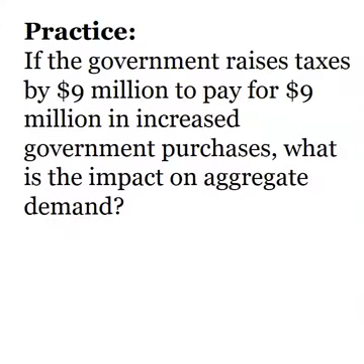So if the government raises taxes by $9 million to pay for a $9 million increase in government purchases, what is the impact on aggregate demand? So we know that AD will be impacted $9 million. Will it be an increase or a decrease of that amount? If government spending went up, that means that AD will shift to the right by $9 million. And that is the balanced budget multiplier.